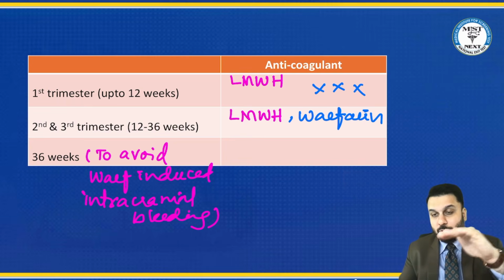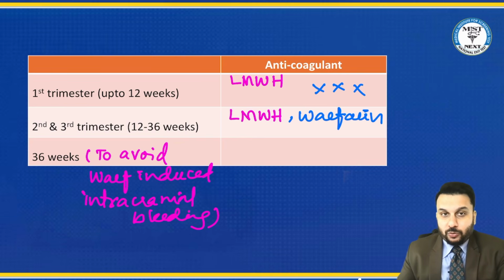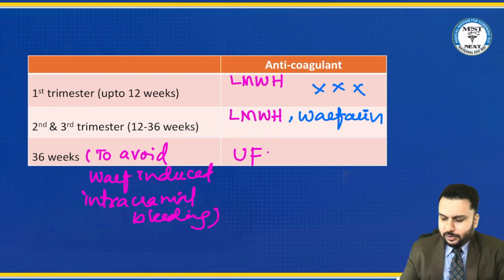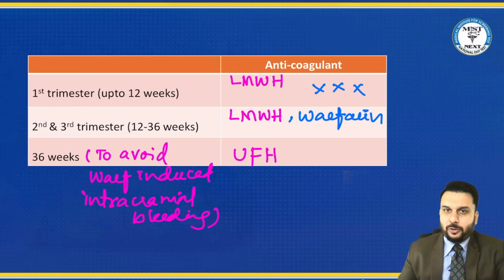To reduce the warfarin-induced intracranial bleeding, meaning if you continue the warfarin, the baby may have intracranial bleeding. So that's where you must switch to heparin. Usually the one that we prefer is unfractionated heparin, UFH. Even in the upper cases, we wrote low molecular weight, although we can use unfractionated heparin there also.